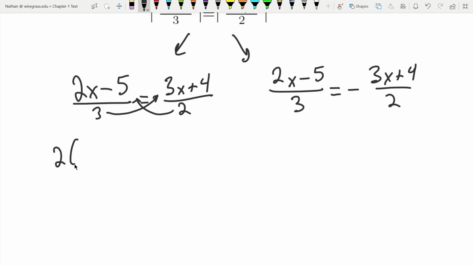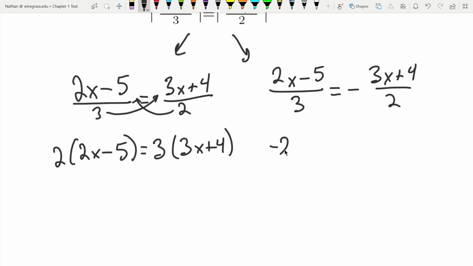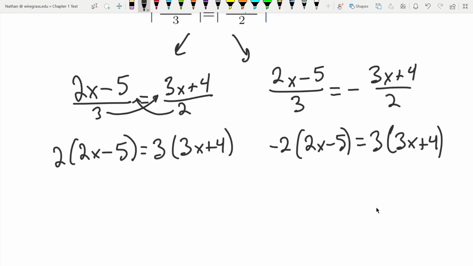So I'm going to multiply 3 over to this side and multiply 2 over to this side. It's going to give us 2 times 2x minus 5, and then 3 times 3x plus 4. And the same process here, except now we're going to have a negative 2. I'm going to multiply it over. 2x minus 5 equals 3 times 3x plus 4. And now I can simplify the statements down and go from there.